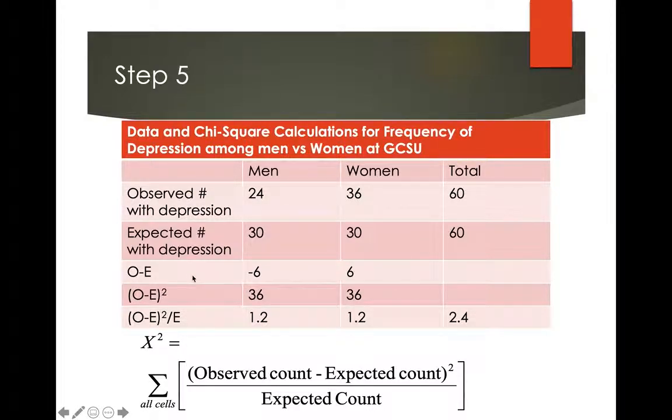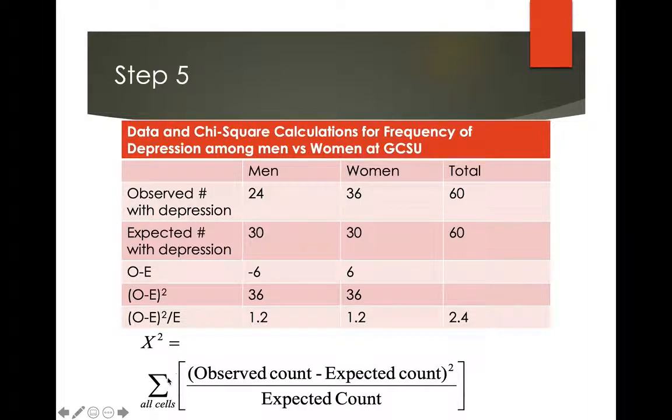That number is now squared. Negative 6 times negative 6 gives us positive 36. 6 times 6 gives us 36. The next thing the formula requires is to divide these numbers by the expected count, and the expected count, as we know, is 30. So it is 36 divided by 30, which gives us 1.2, and 36 divided by 30, which gives us 1.2.